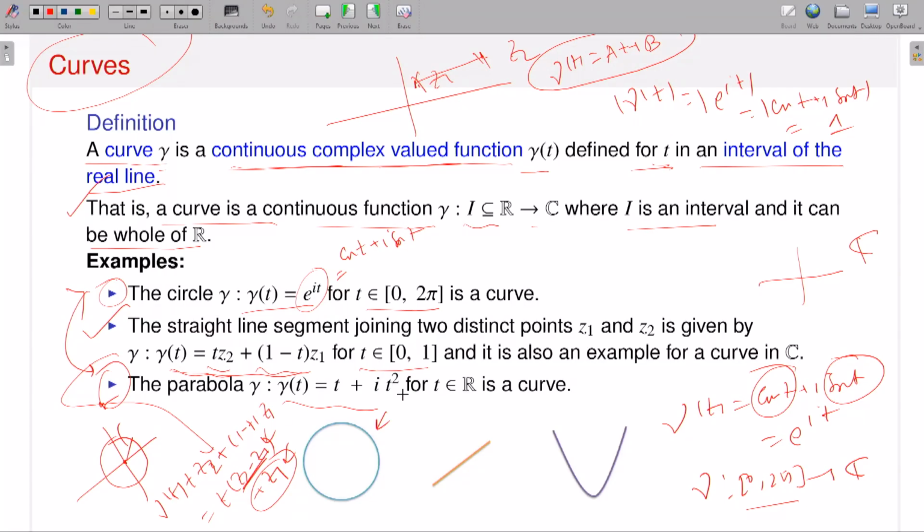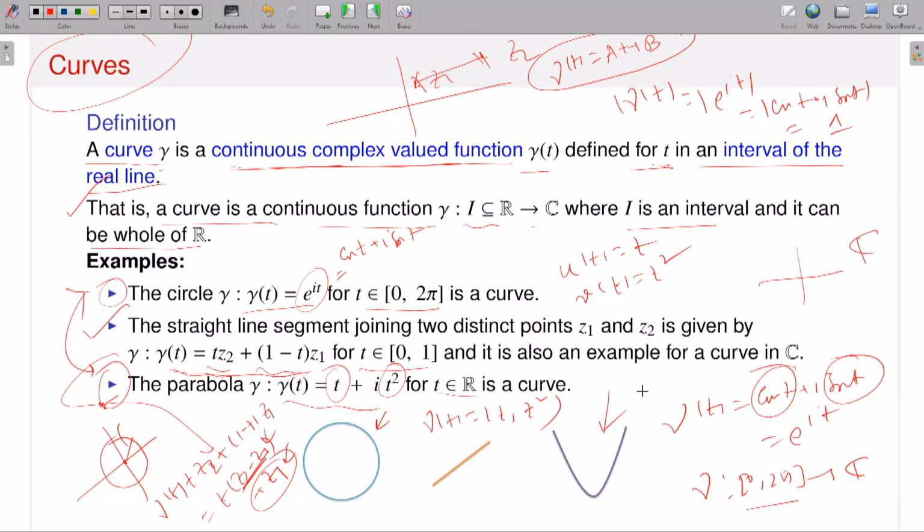Number three again, from the start. So what is the real part? You can think of gamma of t as the pair t comma t square. The real part u(t) is equal to t, and the imaginary part v(t) is equal to t square. Now u and v both are continuous functions because they are polynomials in t. Since u and v are continuous functions, my gamma is a continuous function. So therefore it is a curve. But here t runs over R.